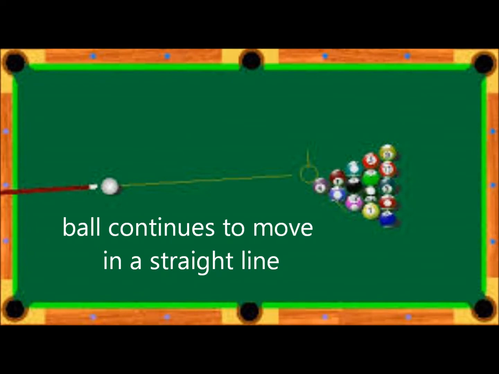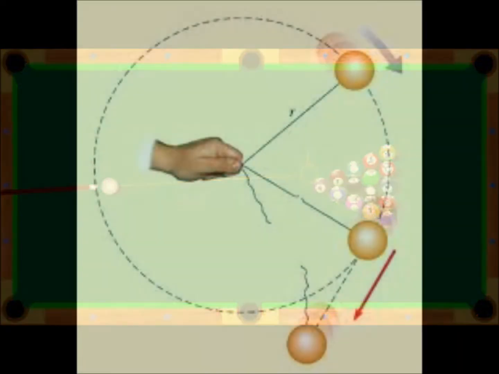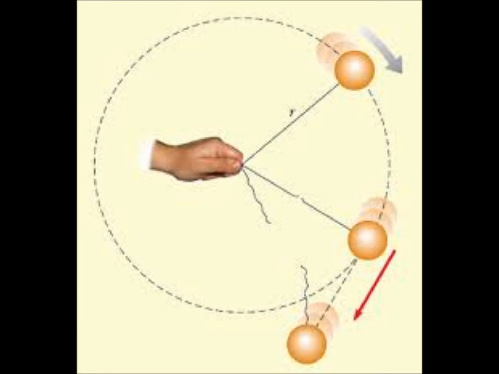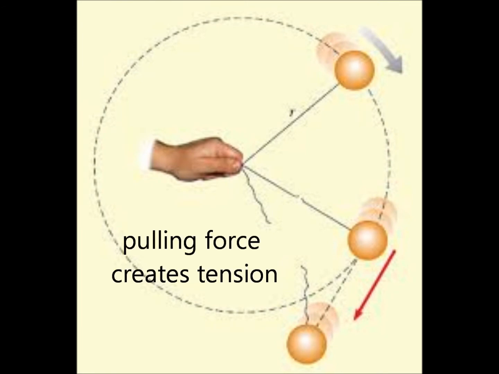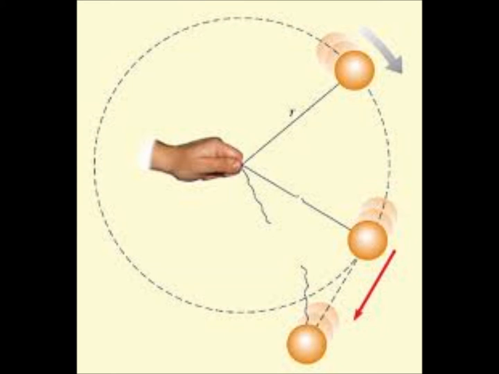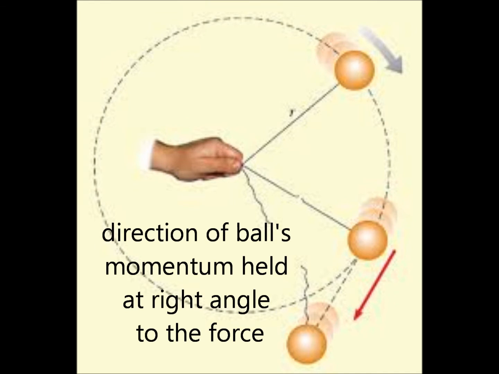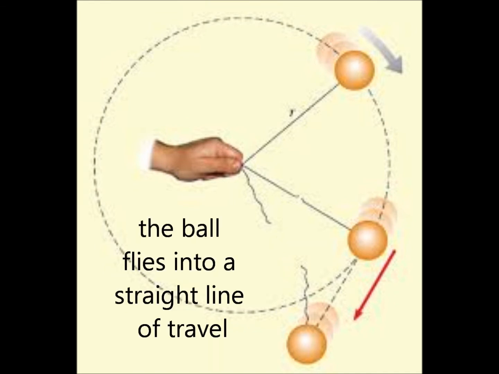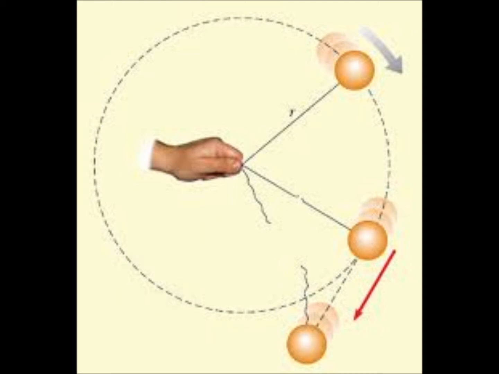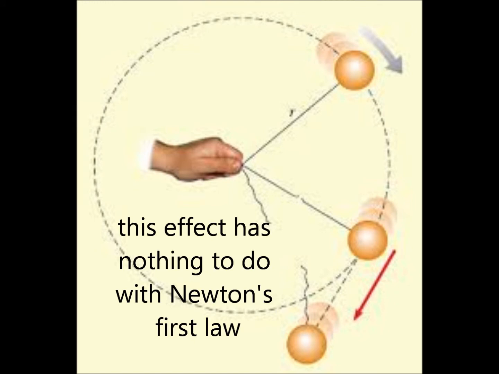But what about something like a ball twirling from a string? When a ball is pulled into a circular path of travel, the pulling force creates tension throughout the ball and string. As a result, the direction of the ball's momentum is held at a right angle to the force. Therefore, if the string breaks, the ball flies into a straight line of travel perpendicular to the force. The ball's tendency to move in a straight line has nothing to do with Newton's first law. It is caused by force.